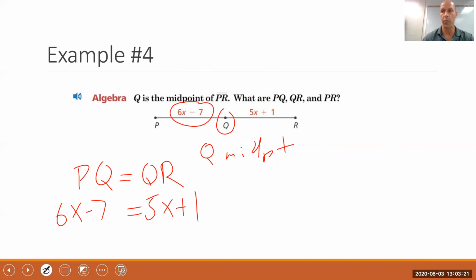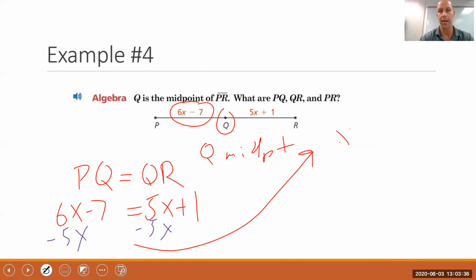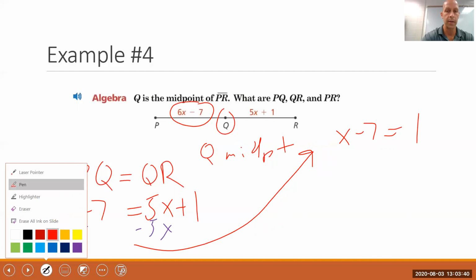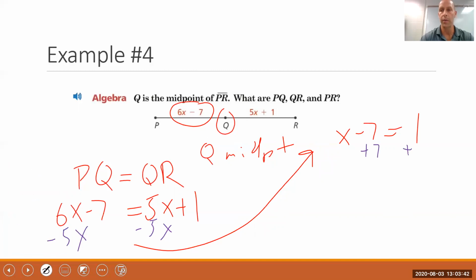So now we've got to solve this two-step equation. So first thing I'm going to do is minus 5x on both sides. And that's going to give me x minus 7 equals 1. So now I'm going to plus 7 on both sides. And that's going to give me x is equal to 8. Now I know what x is. X is 8. Now I got to figure out what these lengths are.